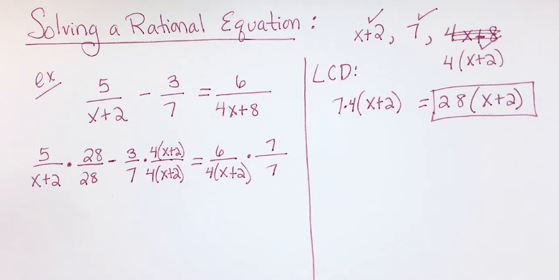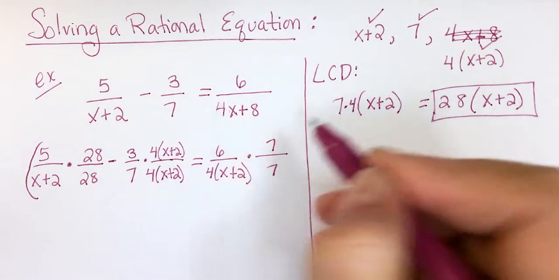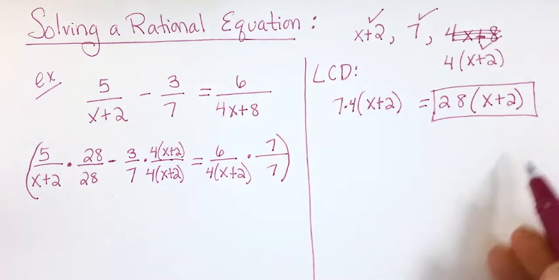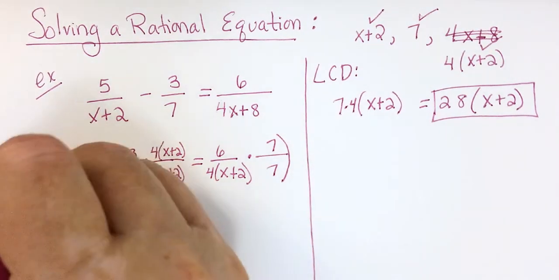the fractions. So we've got all these fractions, and nobody really likes working with fractions. That's okay. That's why we're doing this, because we want to eliminate those fractions. So I'm going to multiply all of this by our LCD, 28 times x plus 2.